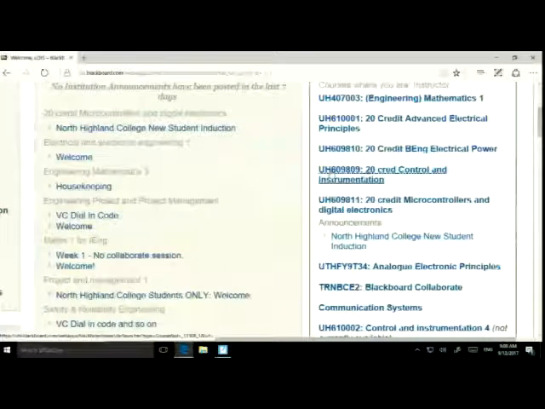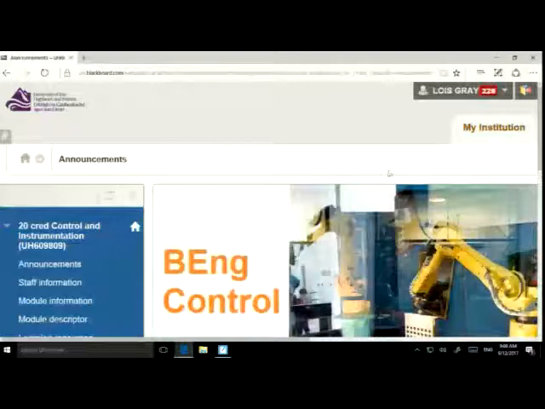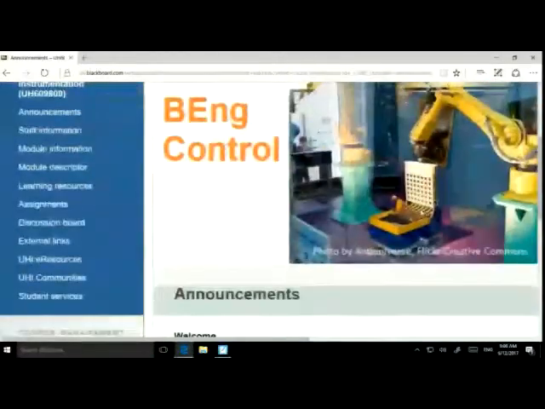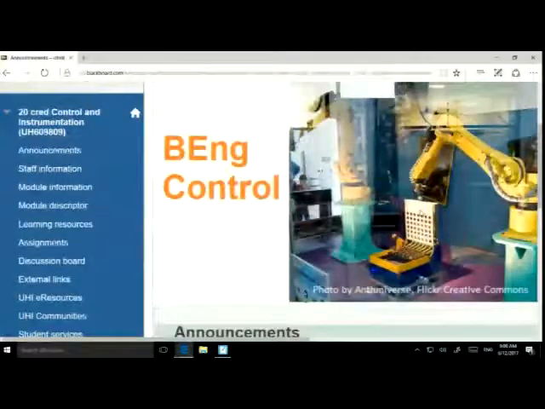It's this one here, UH609809. You can identify it by the code here, if you can't find the numbers. And then that just means it's a 20-credit module. There used to be a 15-credit module, so that's the differentiator. Switch that on. We get a web page like that. So everything you need to know is here.